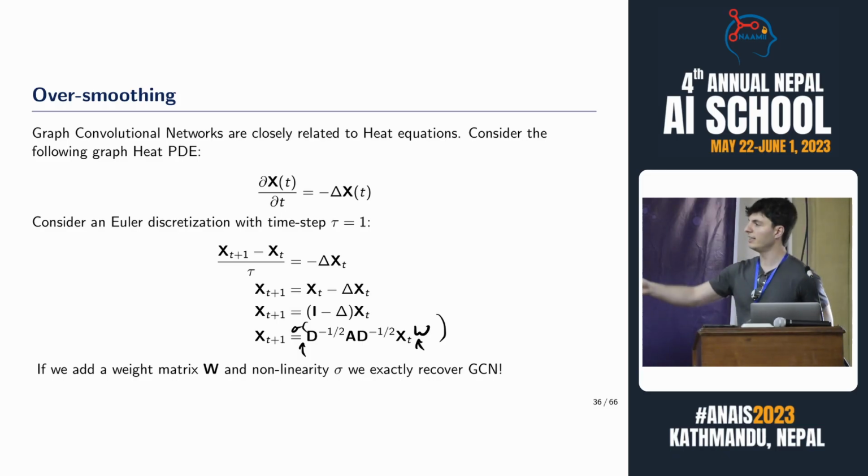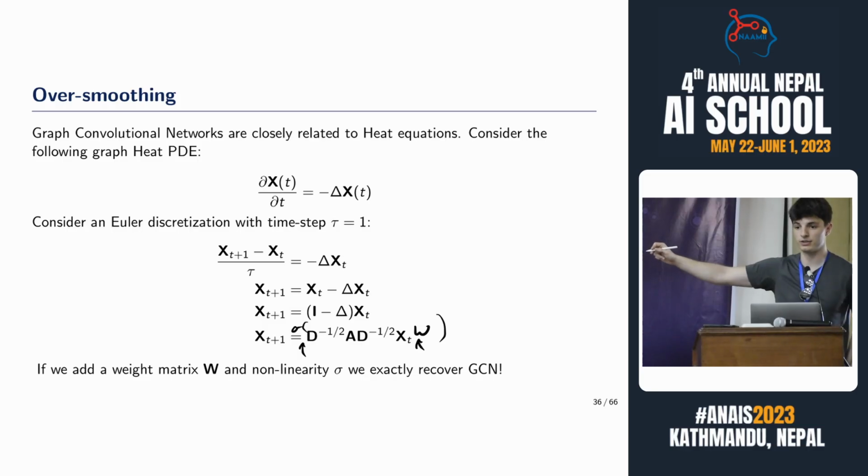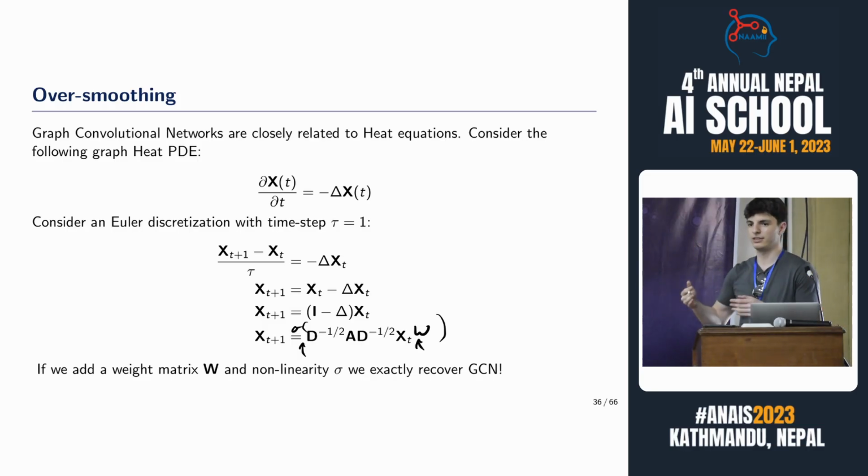So really, we can see how graph convolutional networks relate to heat equations. In some sense, it's a discretization of a heat equation where one layer of a graph convolutional network is like one step in time in this discretized differential equation.